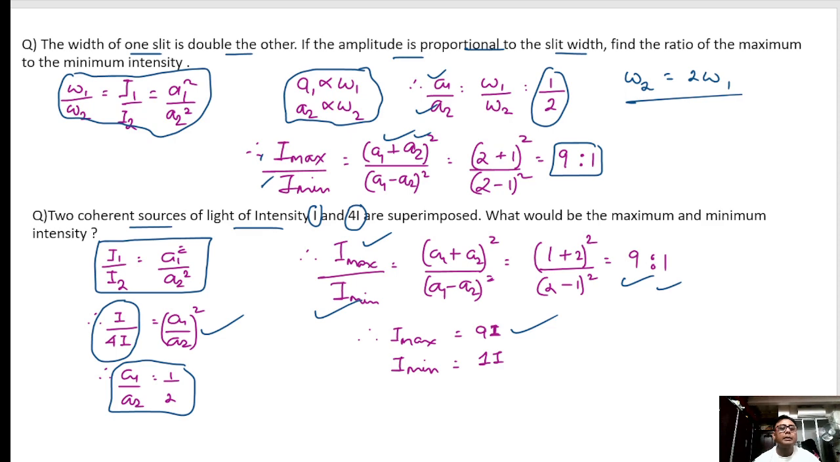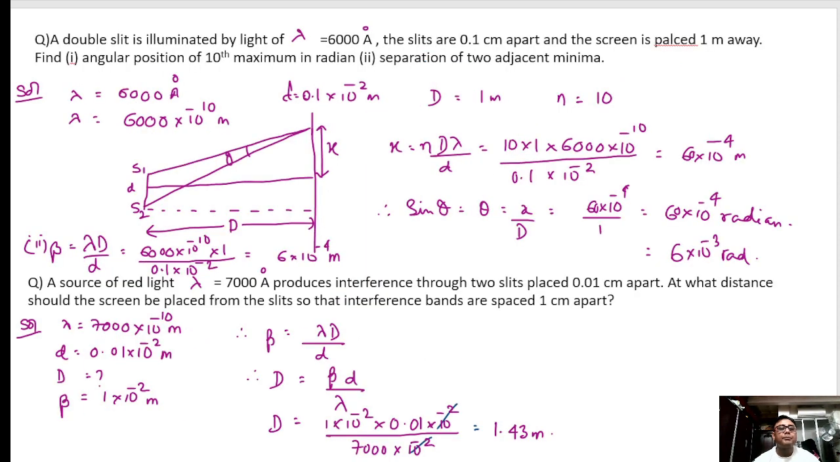Next, let's see the sum. A double slit is illuminated by a given wavelength. So wavelength is given, slit width is given. That means this is our d given to us. And the screen is placed at 1 meter, so capital D is given to us. They are asking what is the angular position of the 10th maximum in radians. Angular position of the 10th maximum.